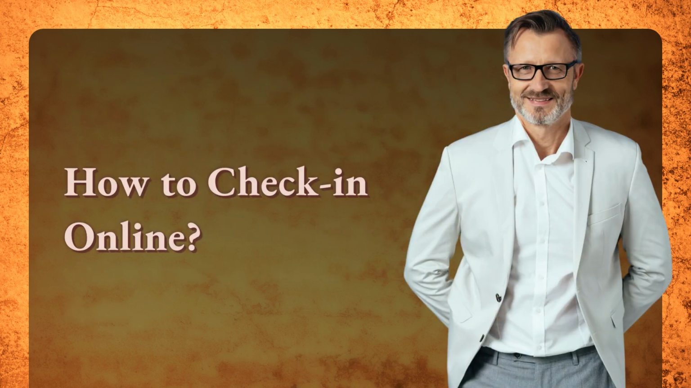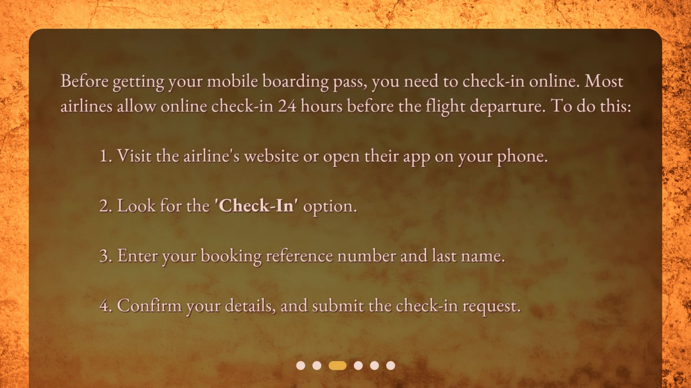How to check in online? Before getting your mobile boarding pass, you need to check in online. Most airlines allow online check-in 24 hours before the flight departure. To do this, 1. Visit the airline's website or open their app on your phone. 2. Look for the check-in option. 3. Enter your booking reference number and last name. 4. Confirm your details and submit the check-in request.